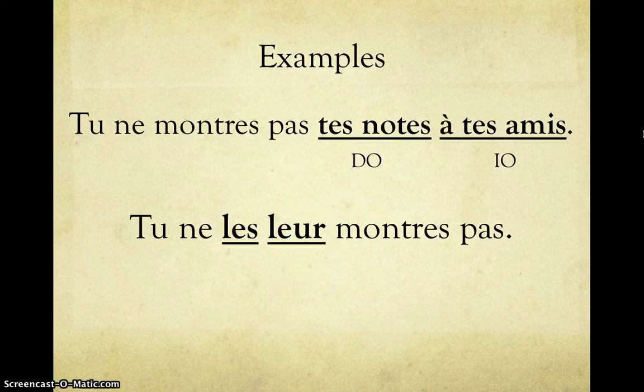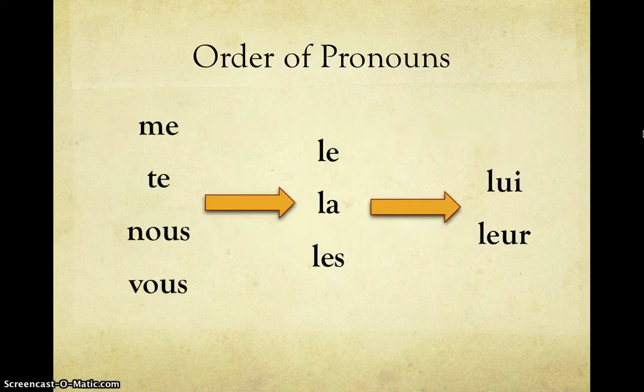So notice that the ne and the pas, like we've talked about before, go around both the IOP, the DOP, and the verb. So let's talk about the order that you've seen in these examples. The me, the te, the nous, and the vous, whether it's a direct object pronoun or an indirect object pronoun, comes first, followed by the DOPs le, la, and les. The le, la, and les as DOPs come before the IOPs lui and leur in the sentences.